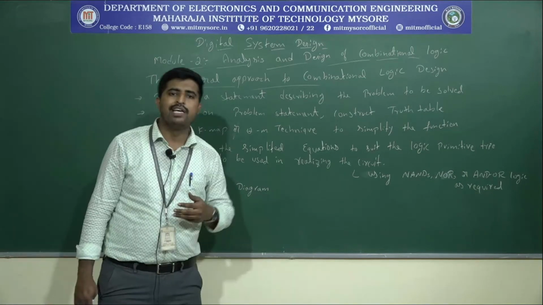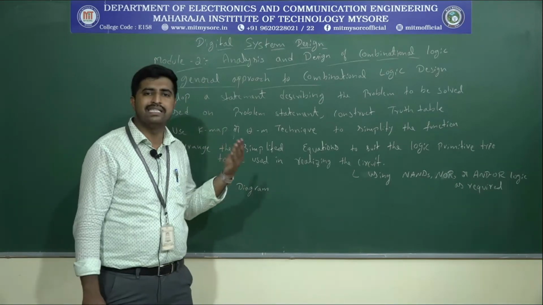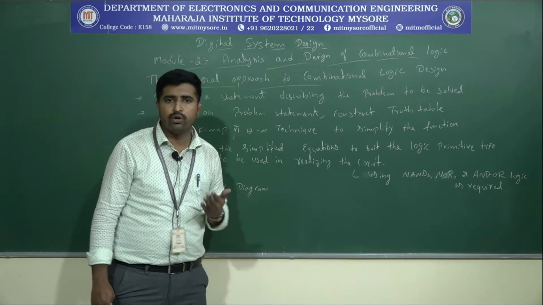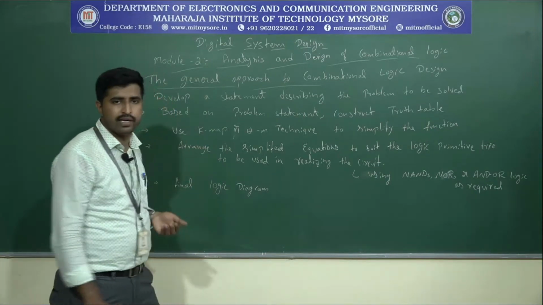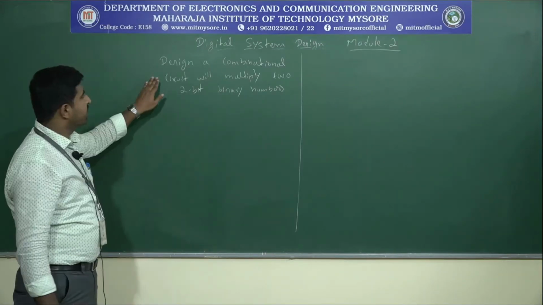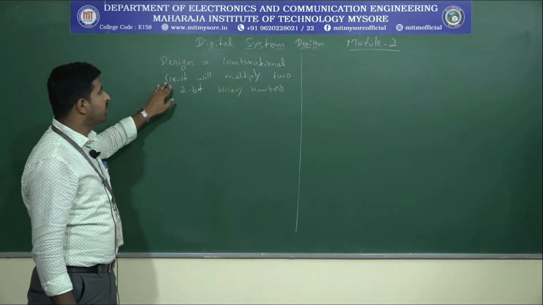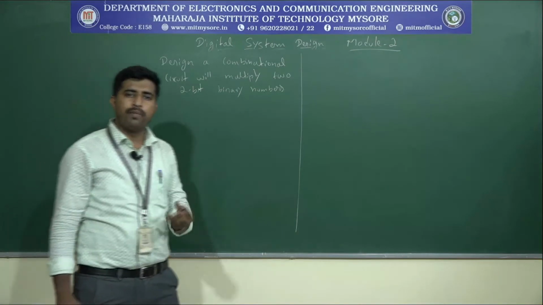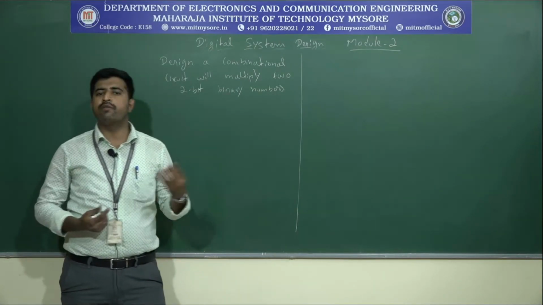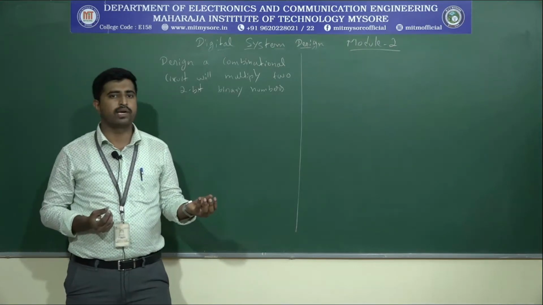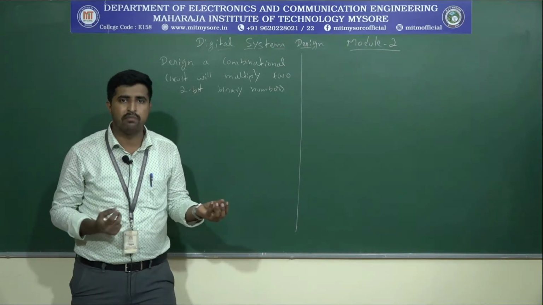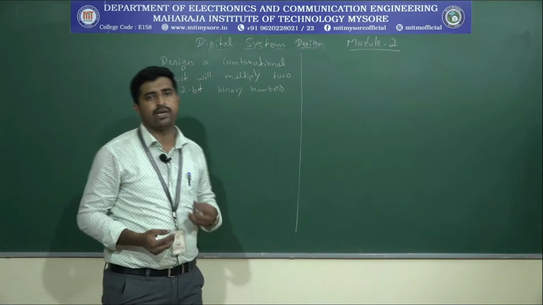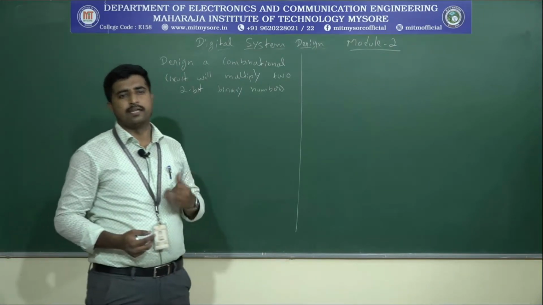Now let us take up a few problems to understand these approaches. We already covered one problem in module 1, and we are going to see a few more problems here. The problem we have taken is: design a combinational circuit that will multiply 2-bit binary numbers. We need to design a combinational logic circuit that gives the product of two 2-bit numbers. Each input is a 2-bit number, and the product should be produced by that circuit.